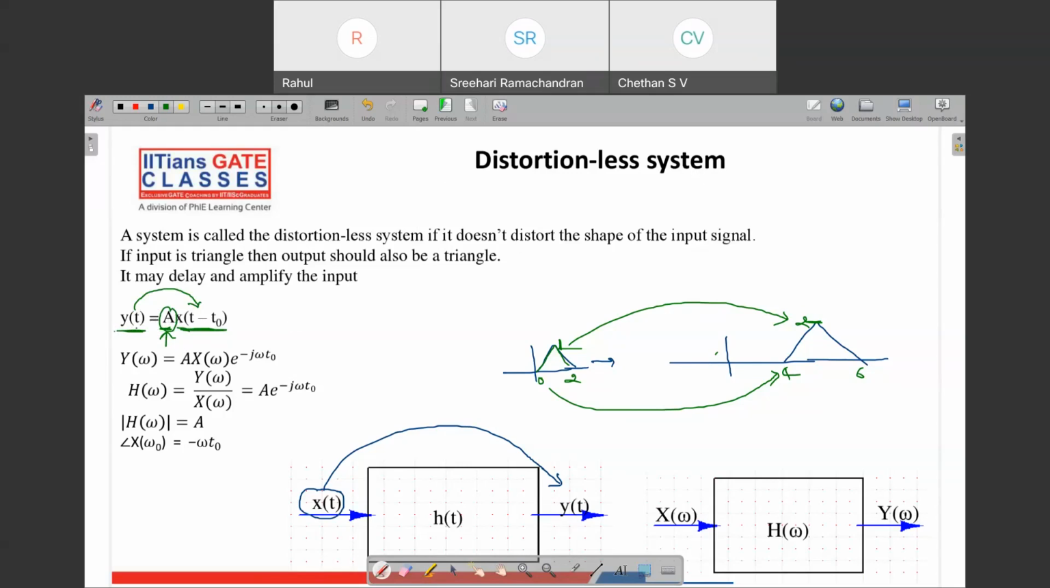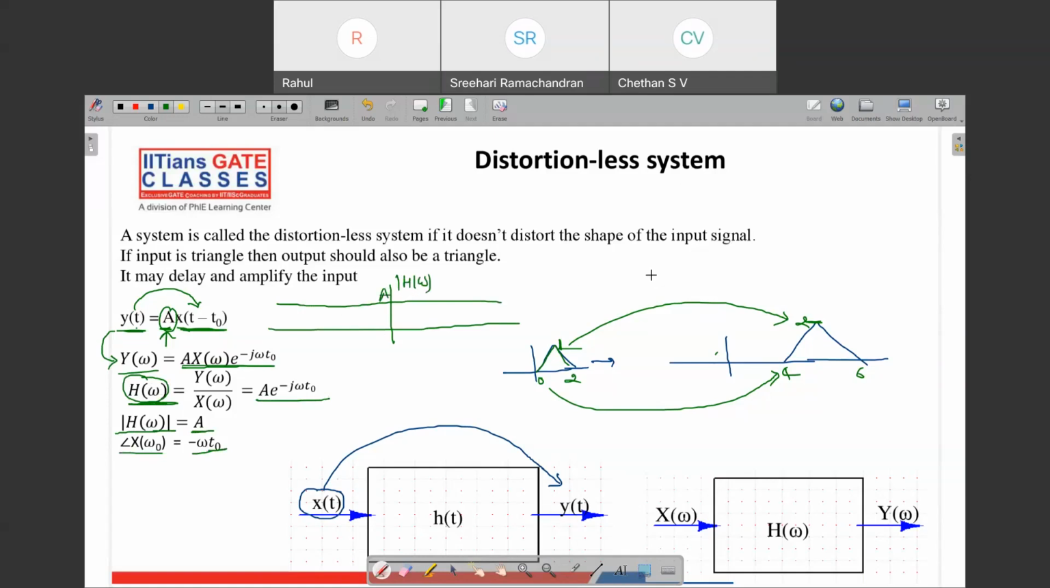Now let's take the Fourier transform on both sides. By applying the property, from there you will get h of omega, which is the transfer function of the system, and it will be given as a e to the power minus j omega t naught. Now if you take the magnitude of this, it will always be a constant, and when you take the phase of this, it will be omega into t naught. So when you plot the magnitude spectrum of the system transfer function, it will be a constant a.